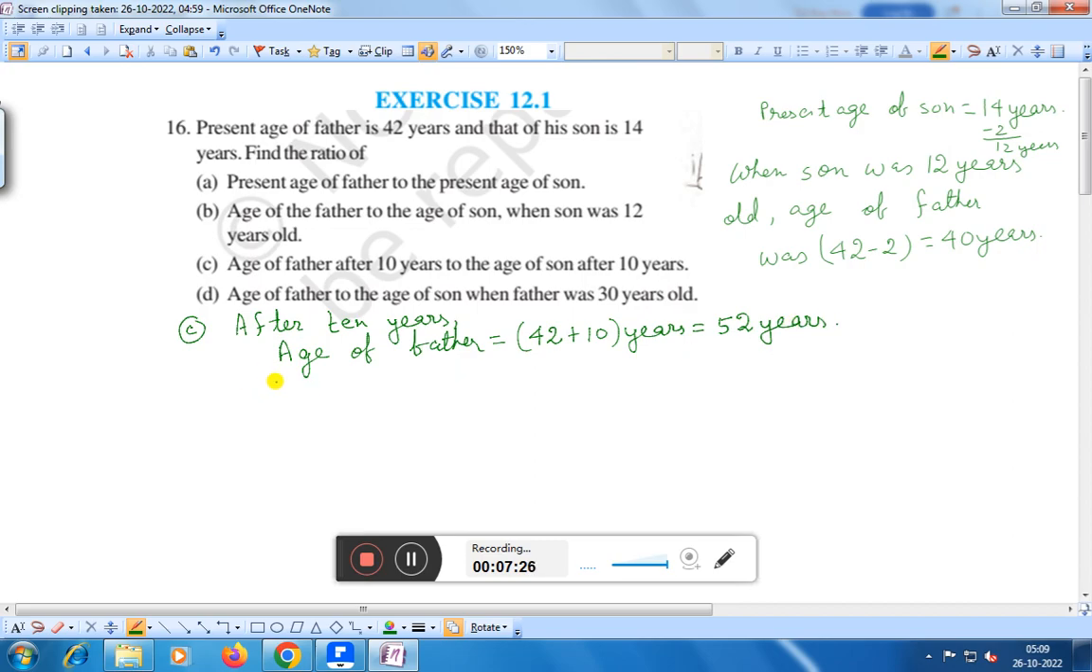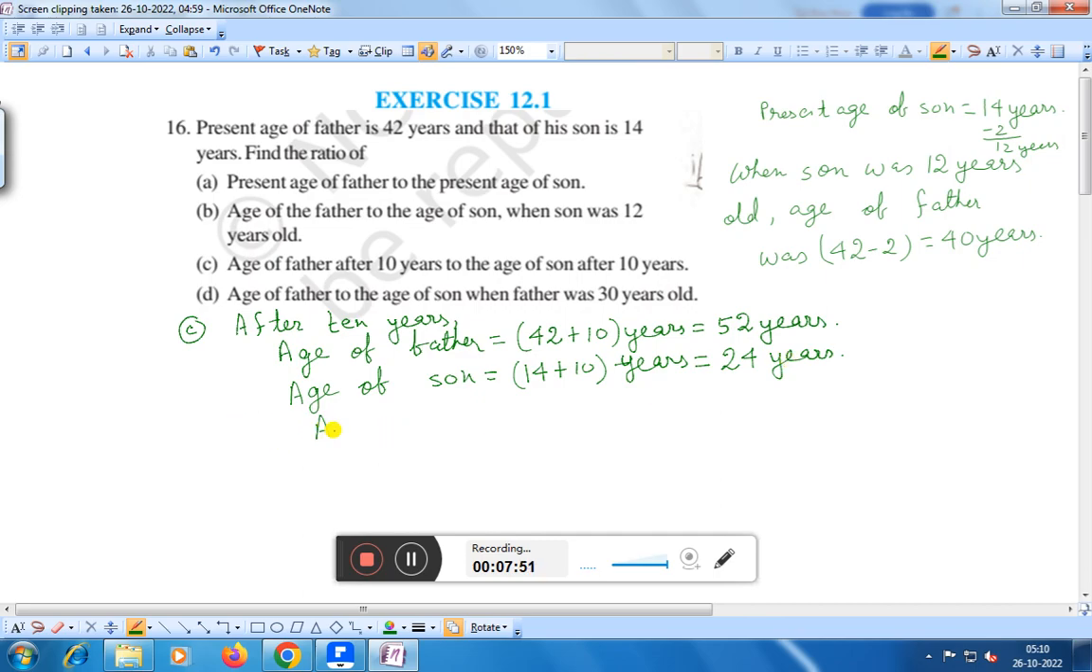And after 10 years, the age of son will be 14 plus 10 years, and that is equal to 24 years.